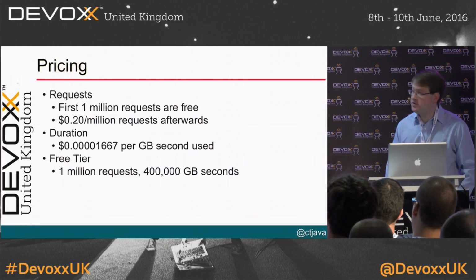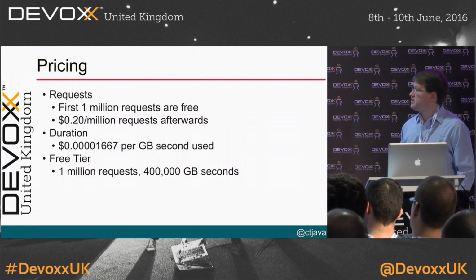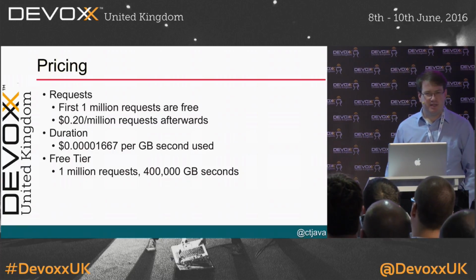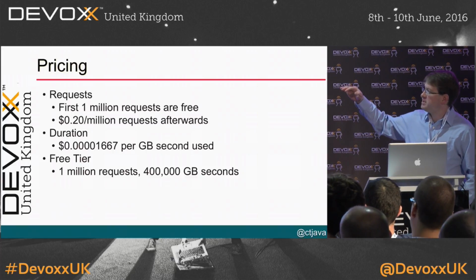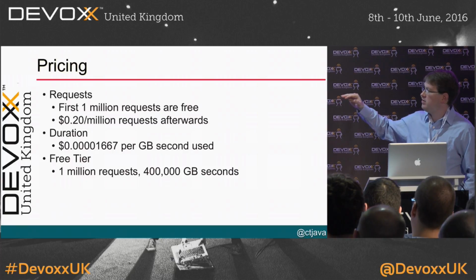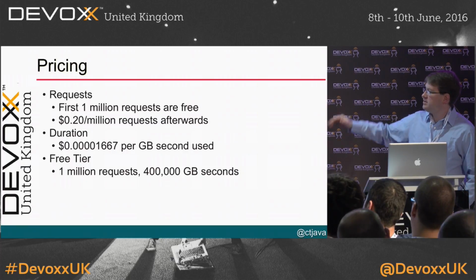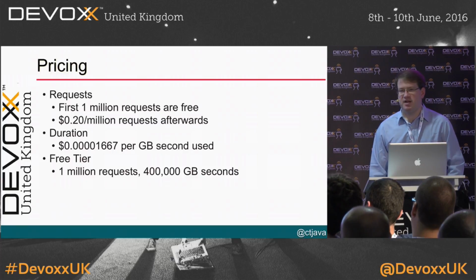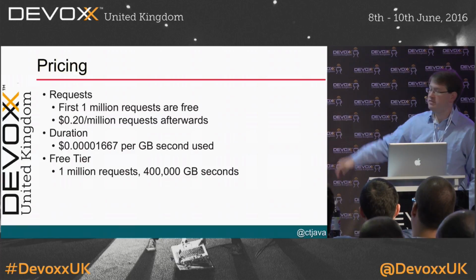Okay. In terms of pricing, the first 1 million requests are free, and then it's 20 cents for every million requests after that. So as long as you don't write a script that tries to execute 1 billion times, you're okay with the pricing. It's two things: the pricing per request, and then the duration of how long it executes. And then there's the free tier, which is 1 million requests and 400,000 gigabyte-seconds. So it's pretty hard, if you're playing around with this, to ever exceed the free tier.